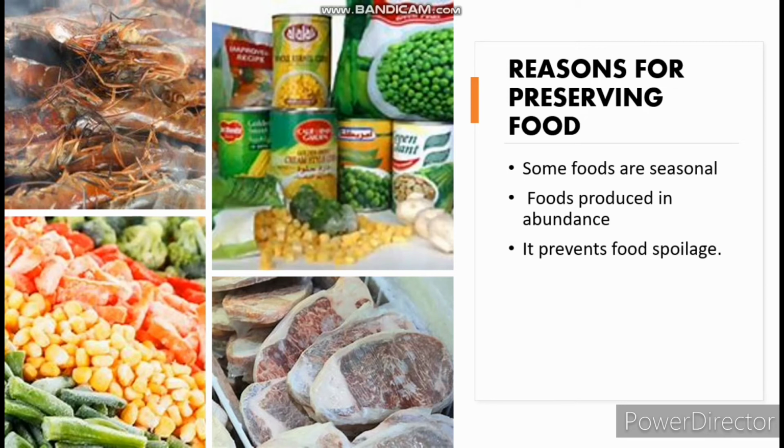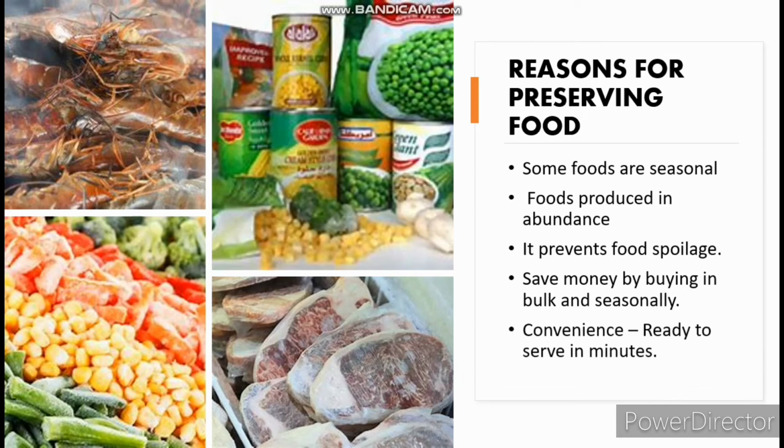Food preservation also helps to prevent food wastage, as we know that food preservation has to do with treatment of food. Being able to keep food from going bad or spoiling can help to avoid food wastage. Then it also helps to save money by buying food in bulk and in season. That is when you buy food items in a large quantity during the season. And finally, convenience. That is, it helps to keep food in the best condition when it's ready to serve.